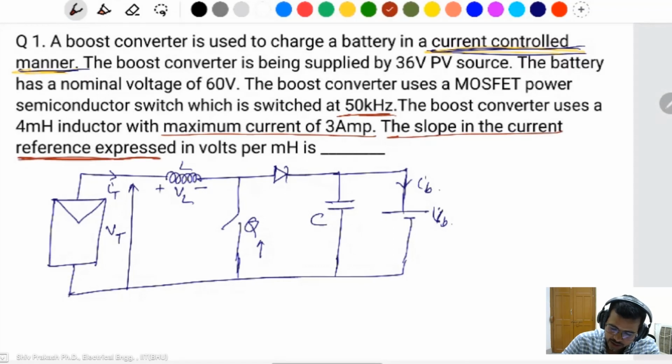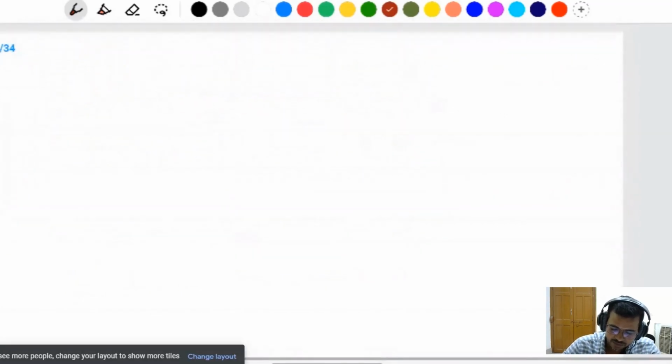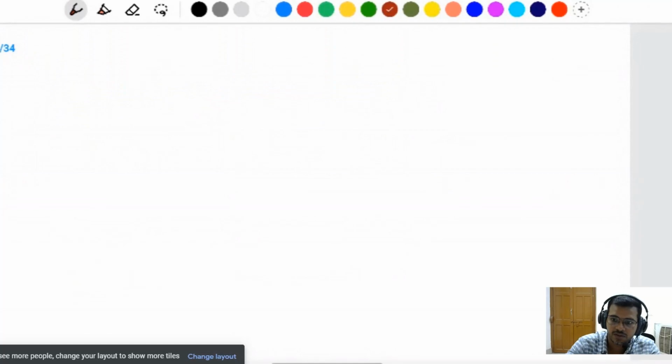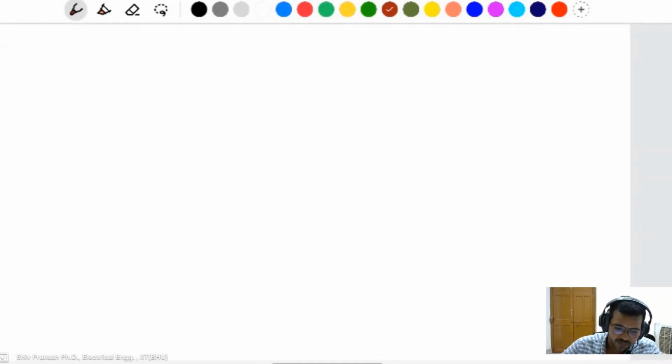In the current control mode of any converter, the reference current will be set so that in disturbance conditions it will be reliable. It will work reliably in disturbance also. I'll give you the overview of this one.